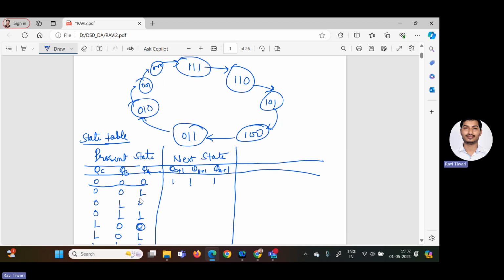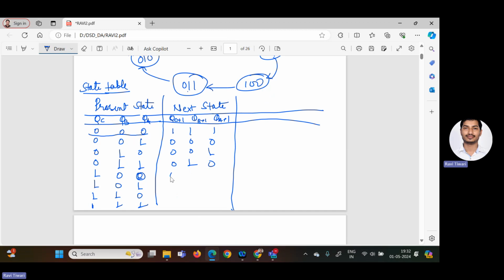If you are at 0, 0, 1, next state will be 0, 0, 0. If you are at state 0, 1, 0, next state will be 0, 0, 1. If you are at state 3, then the next state will be 2, that is 0, 1, 0. Clear? Similarly, for 4, the next state will be 3. For 5, it will be 1, 0, 0. For 6, it will be 5, so 1, 0, 1. And for 7, it is 1, 1, 0.